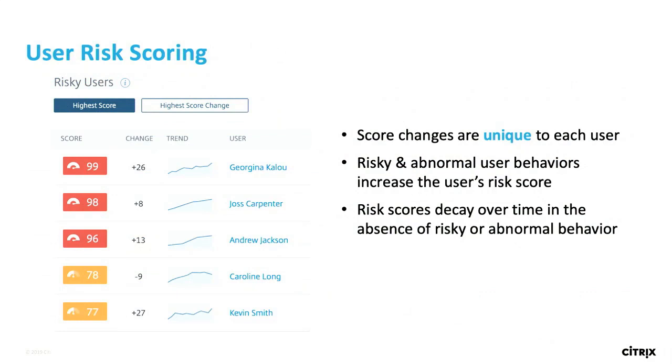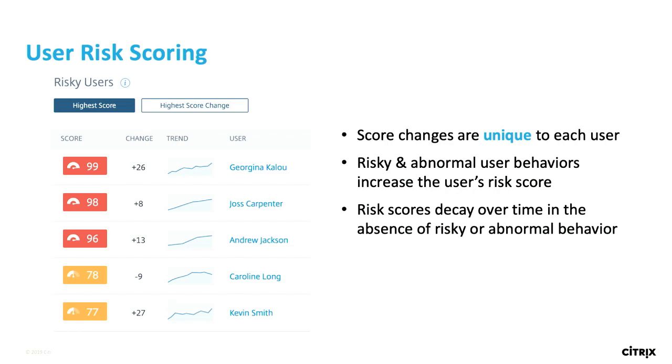First, these scores are unique to users, and the changes in those scores are unique to the users. Basically, when the user does risky and abnormal things, that score is going to go up. And it's going to go up as a function of how many of those things they've done, the intensity of them, and how frequently, how close in time. So there are various ways that we amplify the score based on that.